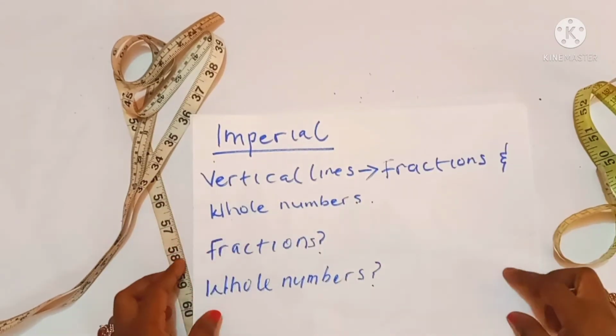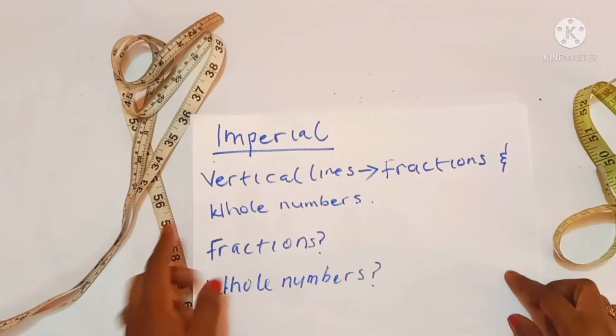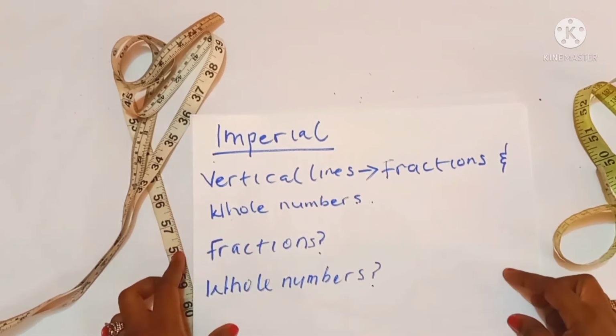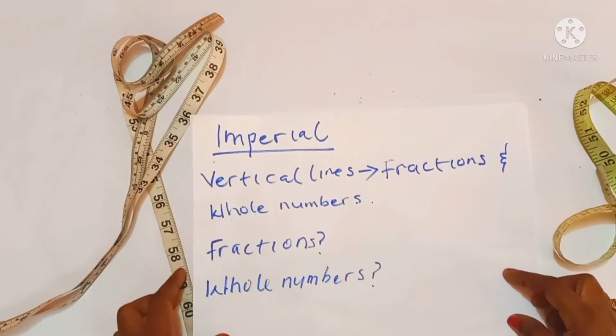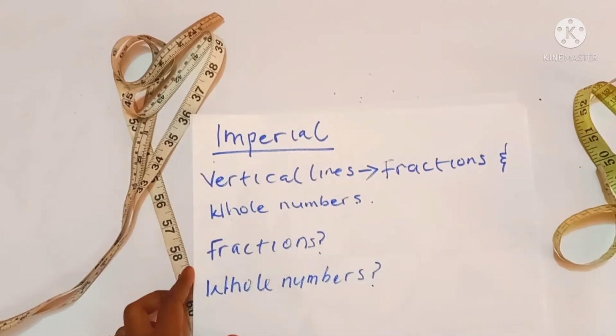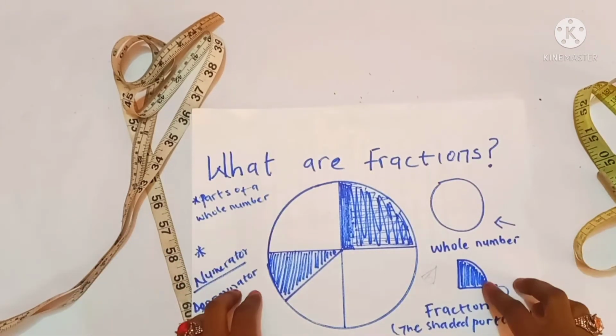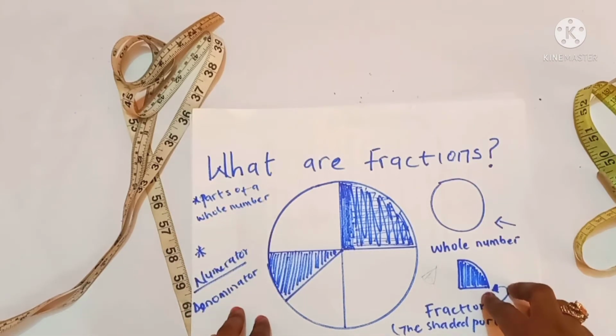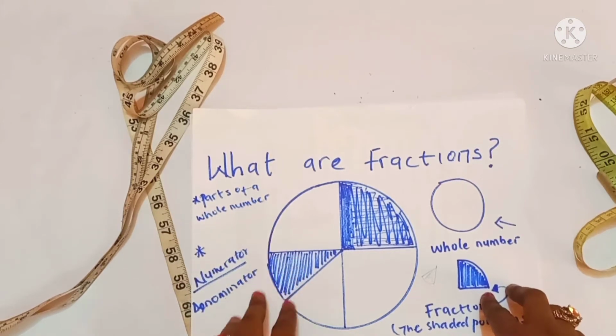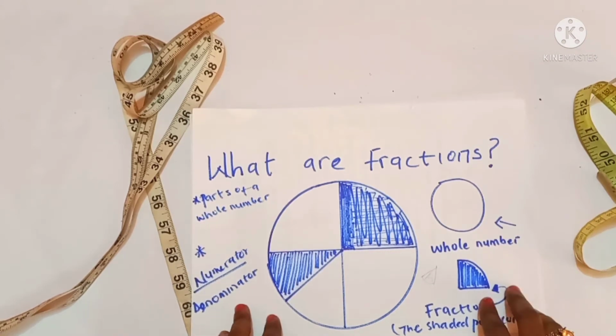Now taking the imperial. The imperial has vertical lines which come in fractions and whole numbers. What are fractions? What are whole numbers? In very simple terms, fractions are parts of a whole number. Fractions have a numerator and a denominator. Numerator is also called the top number, while denominator is called the bottom number.